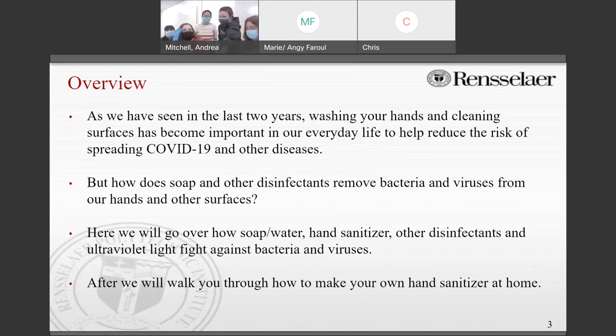Over the past 2 years, washing your hands and cleaning hard surfaces has become important in our daily lives to help reduce the risk of spreading COVID-19 and other diseases. But how does soap and other disinfectants remove bacteria and viruses from our hands and surfaces? Today, we'll go over how soap and water, hand sanitizer and other disinfectants, and ultraviolet light fight against bacteria, viruses, and COVID-19. And then we'll get to make our own hand sanitizer.